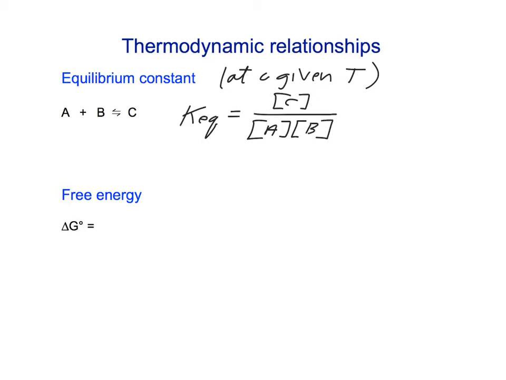If there were coefficients in front of those reactants or products, remember that the concentrations would be raised to the power of those coefficients. When we look at this equilibrium constant, it tells us something about the reaction. If the equilibrium constant is greater than 1, that means that the numerator is bigger than the denominator, and because the numerator is the products, this would favor the products.